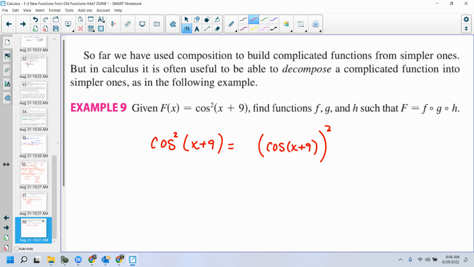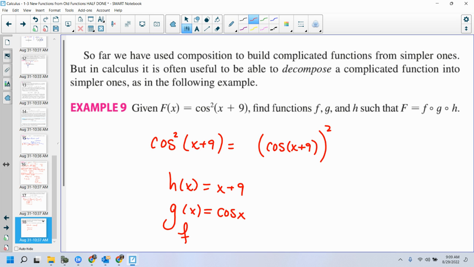What's my innermost function here? x plus 9, and there's my h. So h of x is x plus 9. Peeling back that layer, going from inside out, what is g of x then? Be careful. Just cosine x. Don't say cosine x plus 9. The x plus 9 was h of x. Just cosine x.